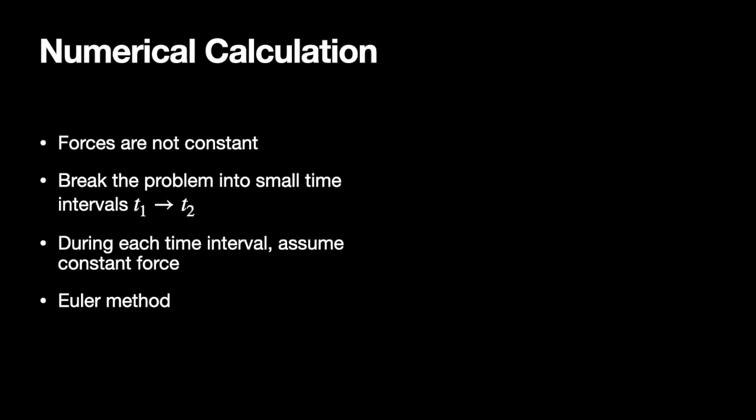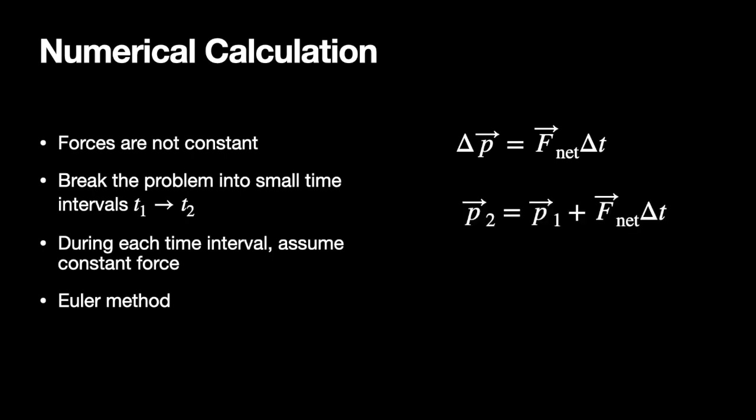Now, I'm going to show you what's called the Euler method for numerical calculations. The idea is to break the problem into a bunch of little bitty steps that are simpler and just do a whole bunch of steps. So I'm going to start off with the momentum principle, solving for the change in momentum. Assume I calculated the force. And then from that, I can say P2 is the momentum at the end of the time interval. That's going to be the momentum at the beginning of the time interval plus the net force times delta t on that object.